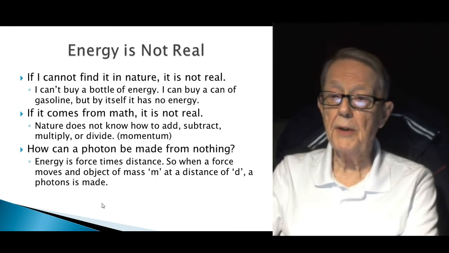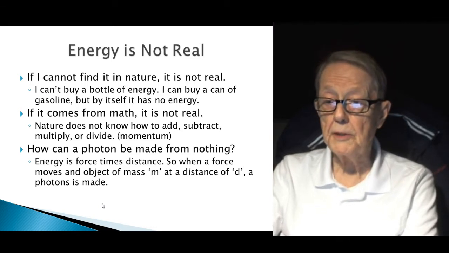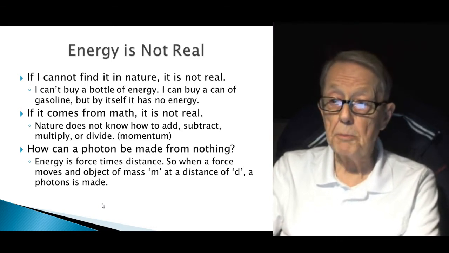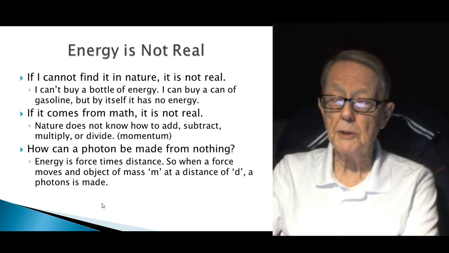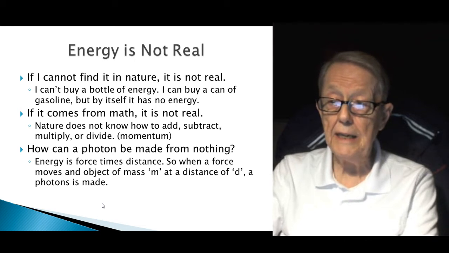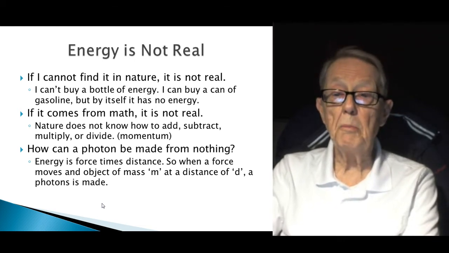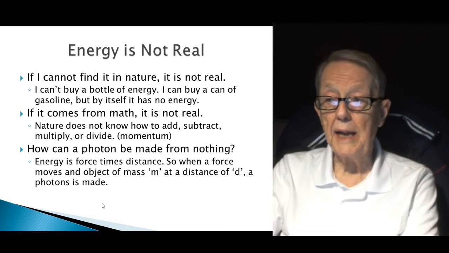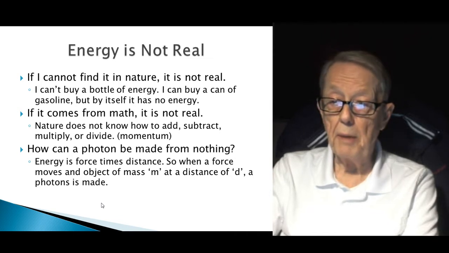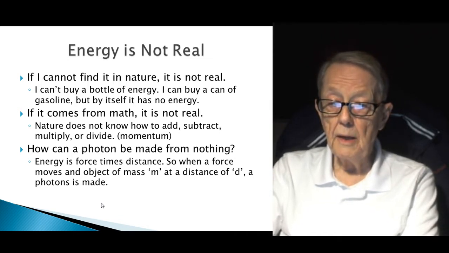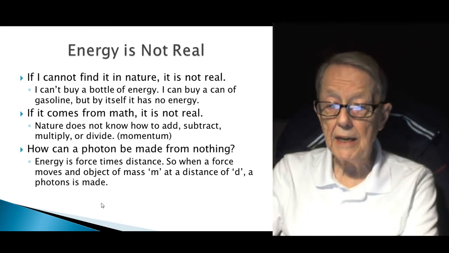Also, if it comes from math, it's not real. Nature does not know how to add, subtract, multiply, or divide. A particle, for example, may know its mass. It doesn't, but let's assume for the moment a particle knows its mass and it knows its velocity. But in order to know its momentum, it has to be able to multiply, and it can't multiply. Nature does not know about momentum. So I ask, how can a photon be made from nothing?